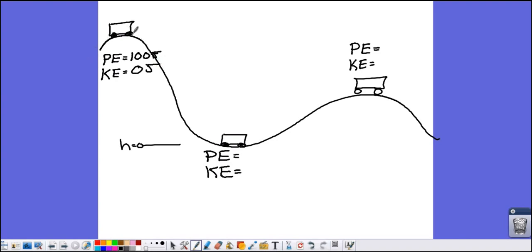The roller coaster comes down. As it comes down, there's going to be friction. What is that friction going to be? What types of energy is it going to turn into? Well, thermal energy or heat, and sound or acoustic.